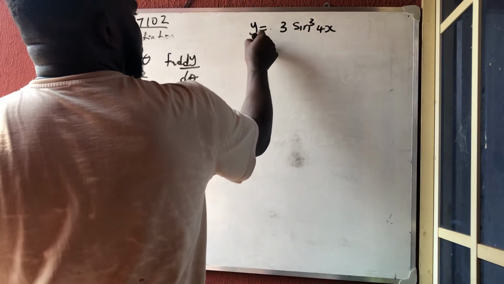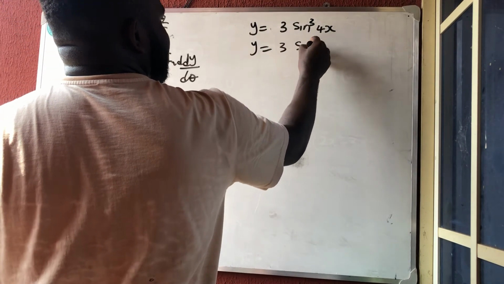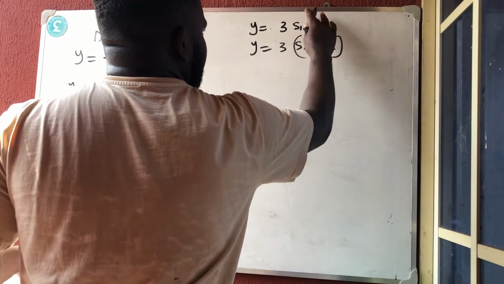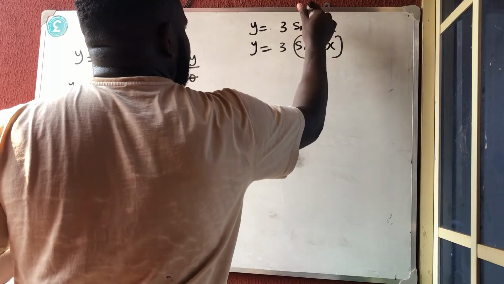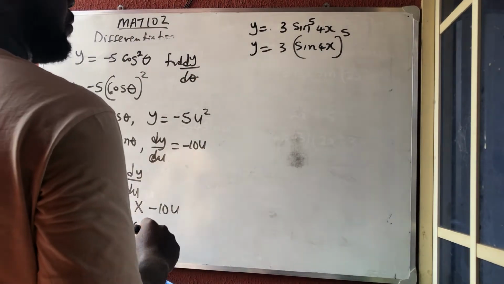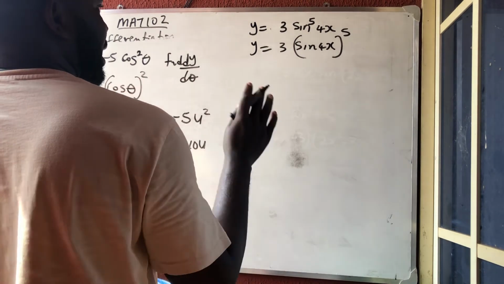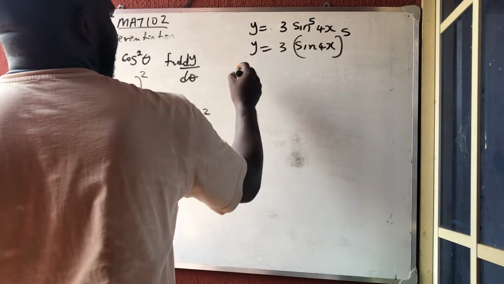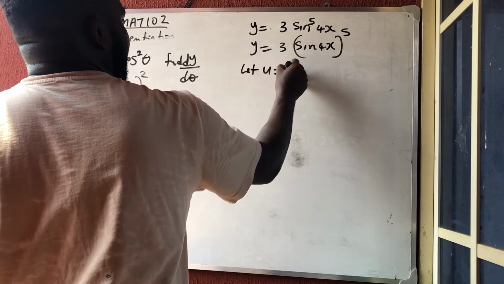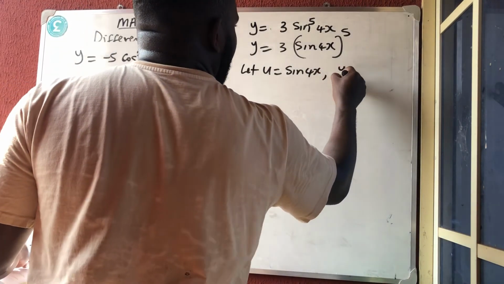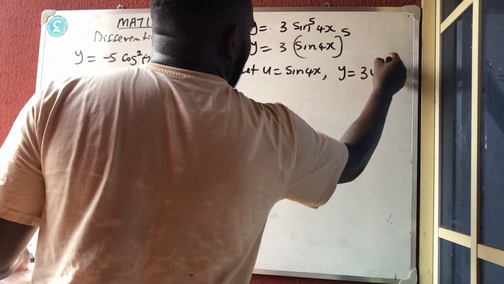So what do? That y is equal to 3 sine 4x, then all raised to power, that's 3. Let me use 5 so that all the numbers will not be the same thing. All raised to power 5. Let me use 5, okay? So now, I now have this. It shows that I've gotten the one in the bracket. So I'm going to have that what? Let u be the one in the bracket, which is sine 4x. Okay? Then my y will now be 3u raised to power 5.